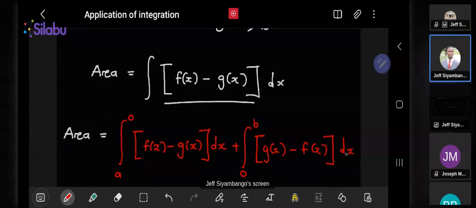Any questions there? So, sir, you have to add. You have to add them, yes. There are two pieces. It's area. So it's this area plus that area. Oh, all right.